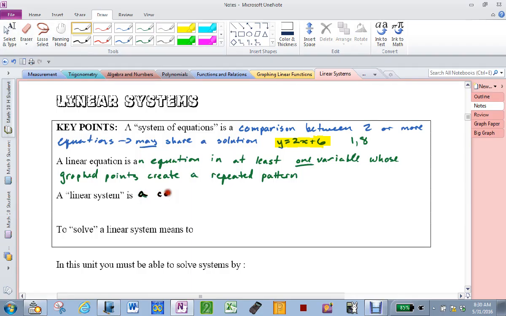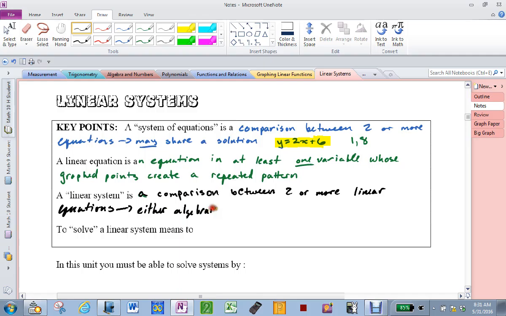A linear system is a comparison between two or more linear equations. And what are the ways I can compare them? Either algebraically or graphically. Okay?